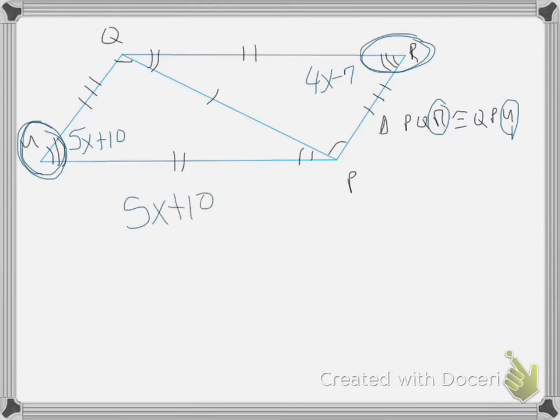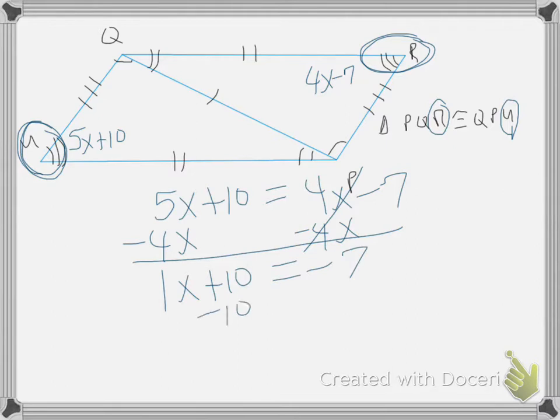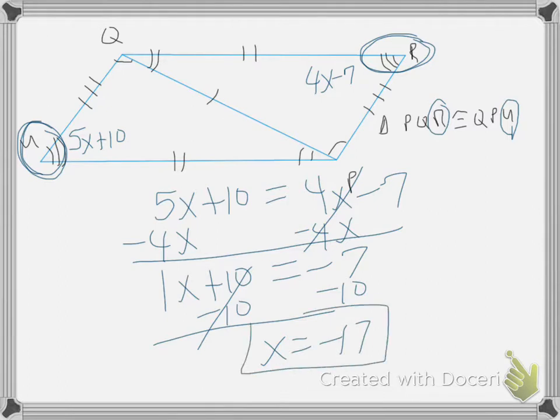5x plus 10 equals 4x minus 7. Subtract 4x because it's smaller. 1x plus 10 equals negative 7. Subtract 10. X equals negative 17. There you go, negative 17.